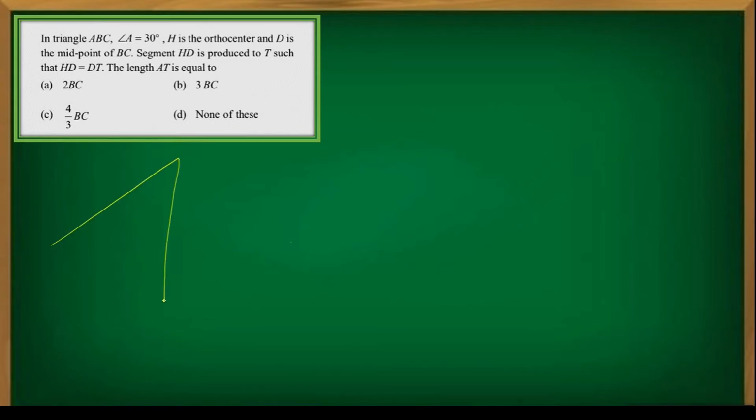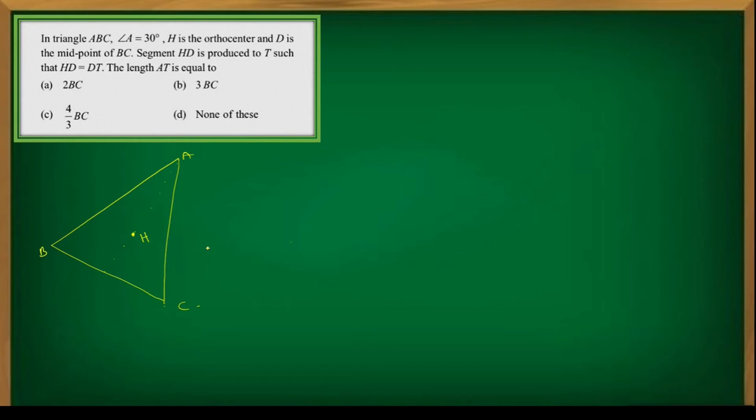So something like this. Angle A is 30 degrees. Suppose here we have triangle ABC. Then what does he say? Angle A is 30 degrees. Okay, H is the orthocenter. H is the orthocenter means it lies on the altitude. So somewhere here we have H, the orthocenter.